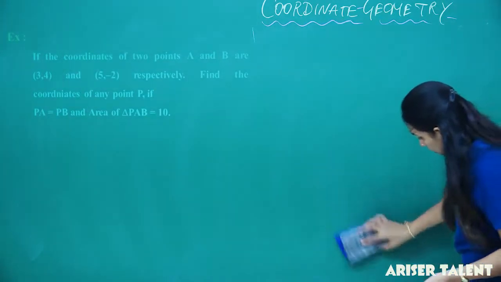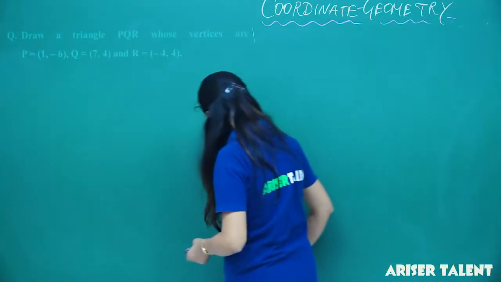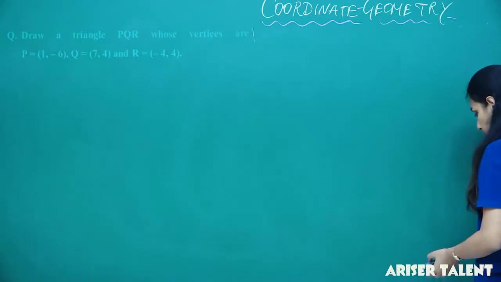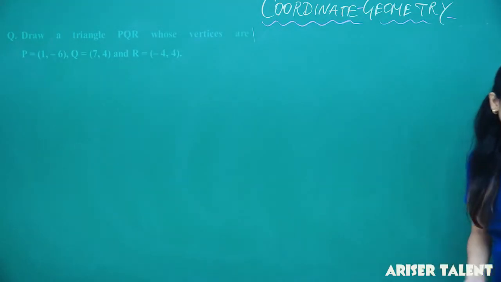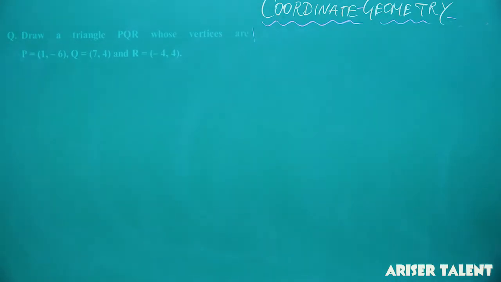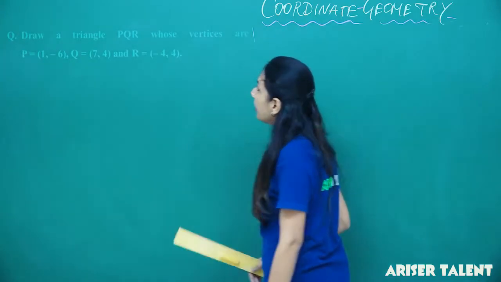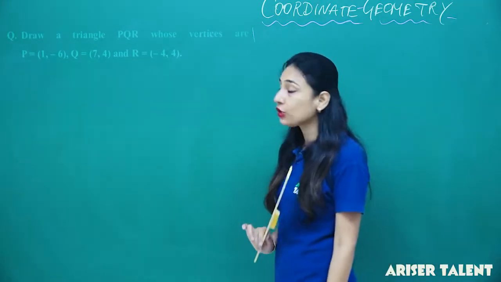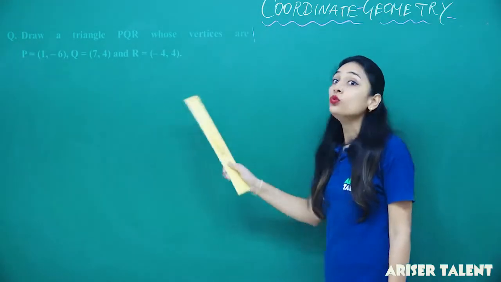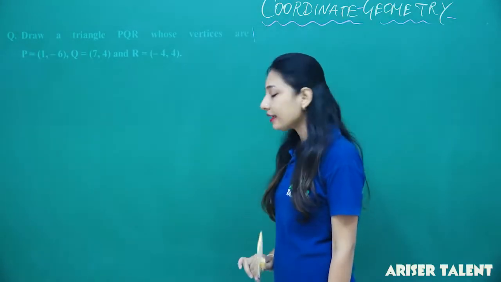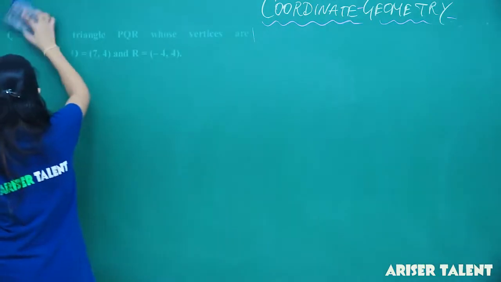Now the next question is this. Now we are having some mixed questions. So we will be needing this scale for that. This is the question: draw a triangle PQR, whose vertices are P, Q and R, whose coordinates are given, the abscissa and the ordinate. So what we'll do, clear this board some more.